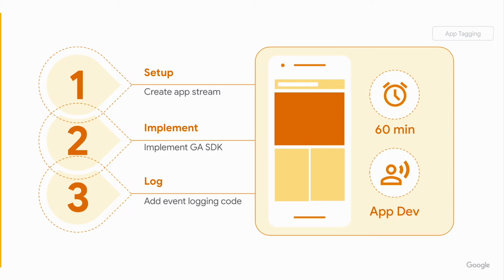The first thing is obviously you need to set up an app stream within your GA4 property. You're going to pick between an iOS or an Android stream for your needs. Then you're going to simply add and integrate the SDK into your app. If you don't need any custom events or logging, if you just need a basic implementation, you could stop essentially there.